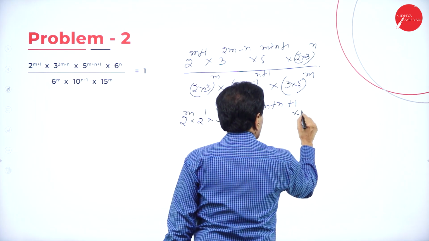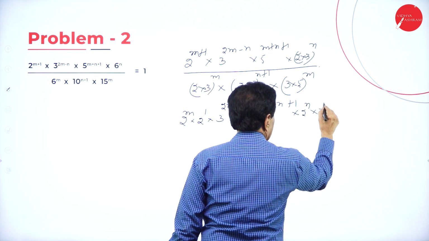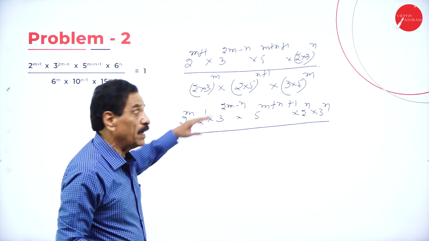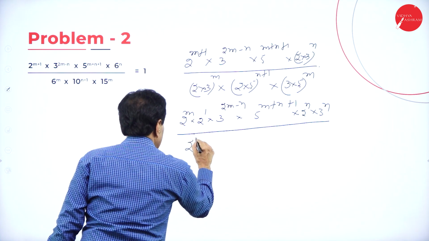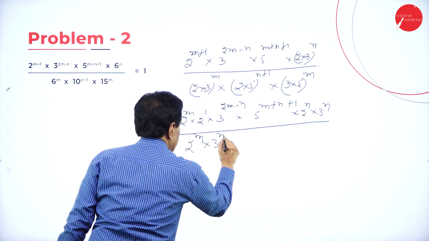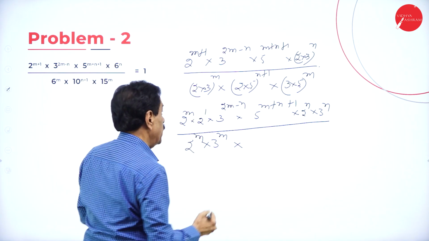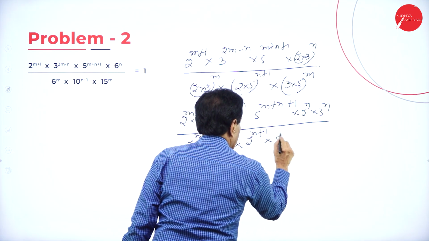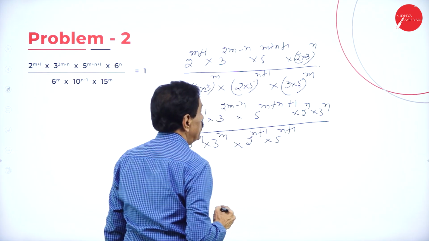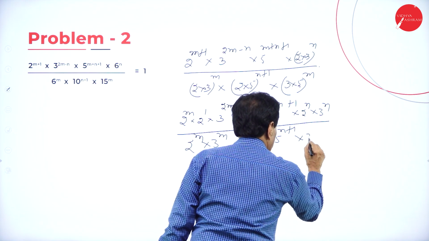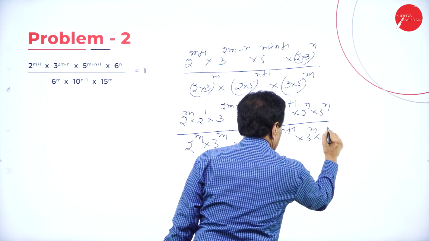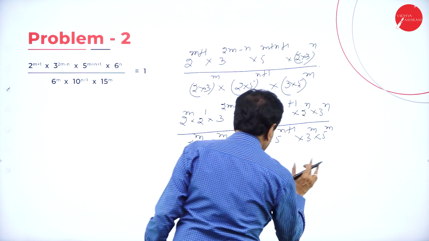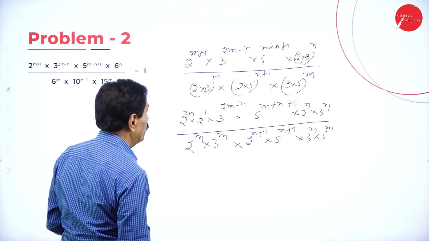This is 2 to the power of n into 3 to the power of n divided by, to the power of m, 2 to the power of m into 3 to the power of m into, this can be written as 2 to the power of n plus 1 into 5 to the power of n plus 1. This can be written as 3 to the power of m into 5 to the power of m. Simplify all these, go to simplification. All written has been 2 and 5. Then we'll go with the 2.